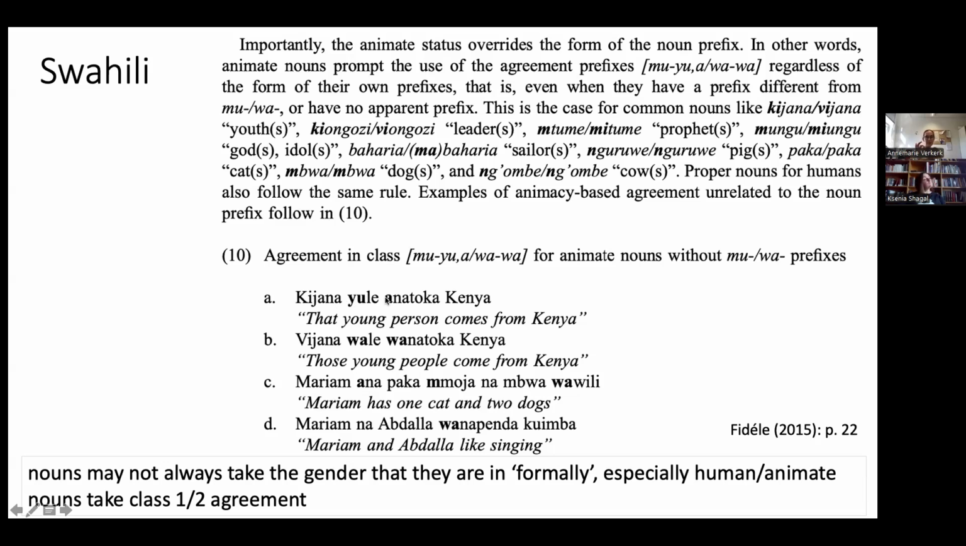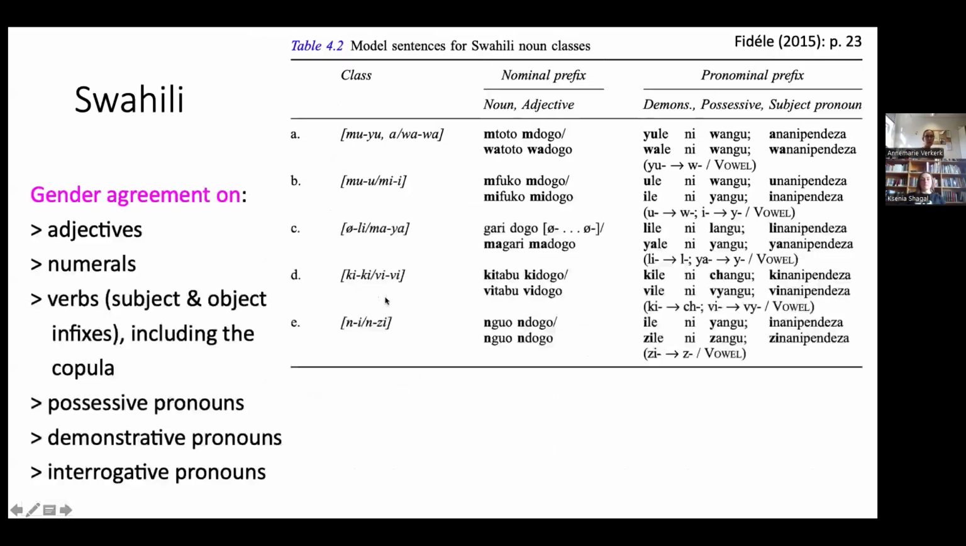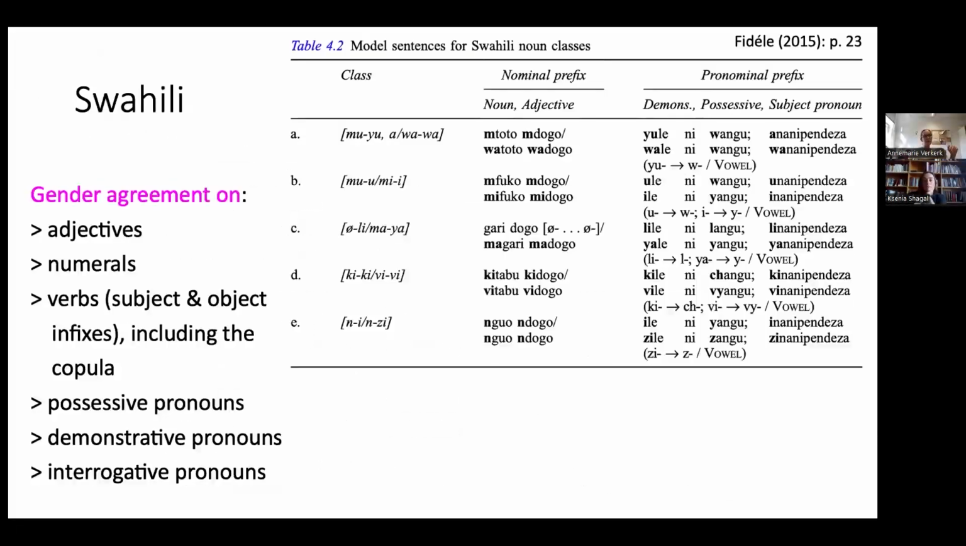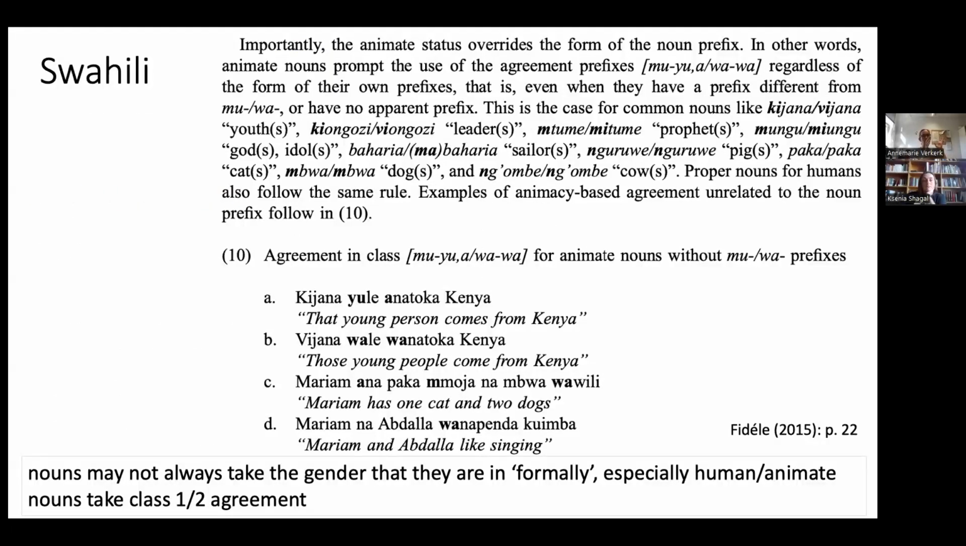So basically, the key point here is that we have Mokwe, which has syntactic agreement only, and we have Swahili, which has syntactic agreement, but it also has animate agreement. When the nouns are human or animate, they take class 1, 2 agreement. And this is something that we were interested in investigating: what is happening, where, and how.